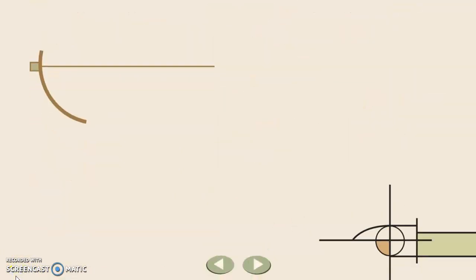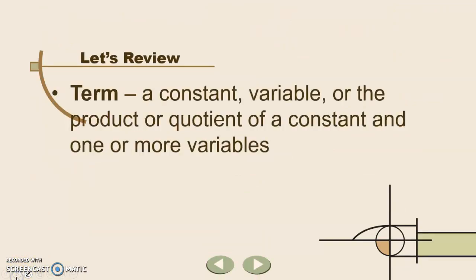And speaking of functions, we also need to remember what a term is. A term is a constant. Remember, a constant is just a number, like 3. A variable, like x, or the product or quotient of a constant and one or more variables. So 3x, or maybe the quotient, x divided by 3, or it says one or more variables. So maybe we might have 3xy, 2 variables. Each of those is an example of a term.